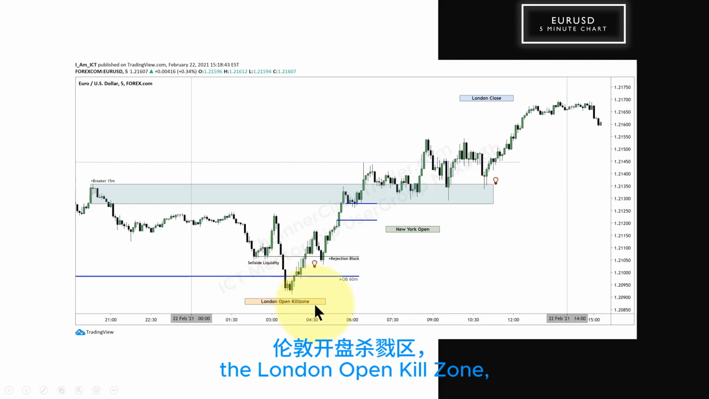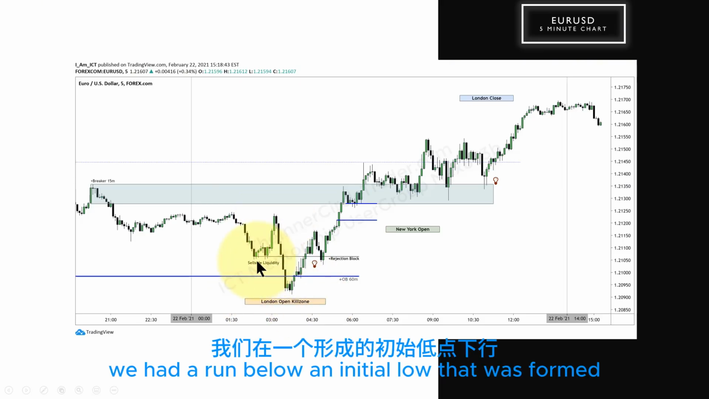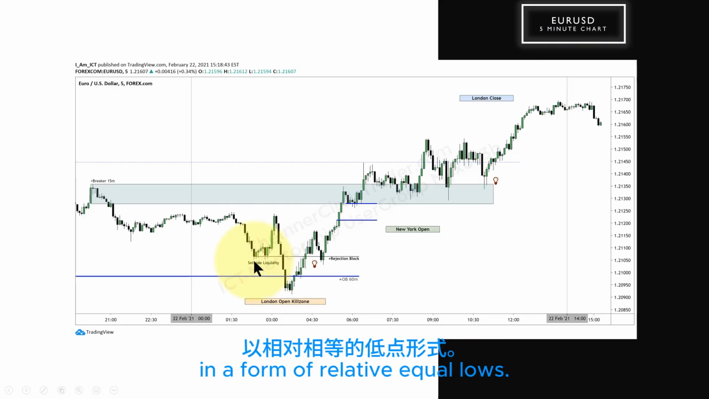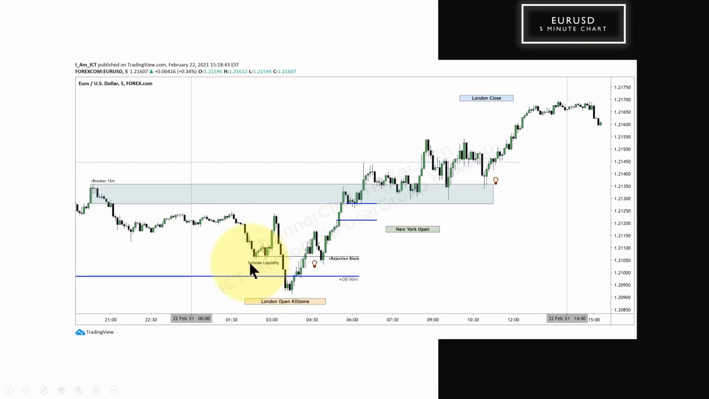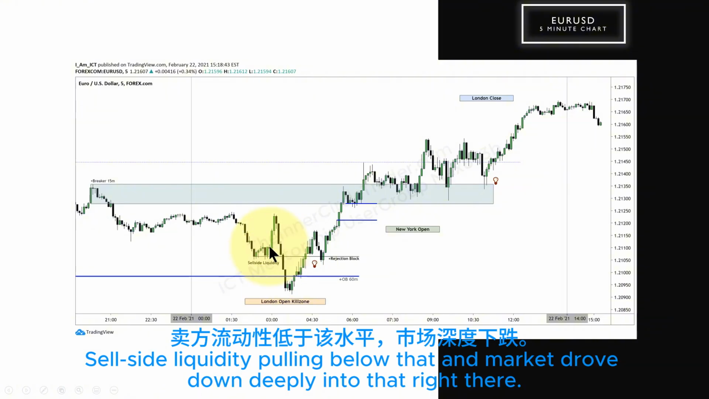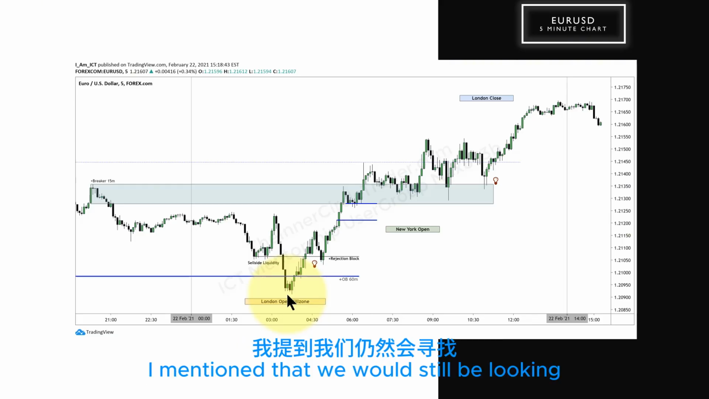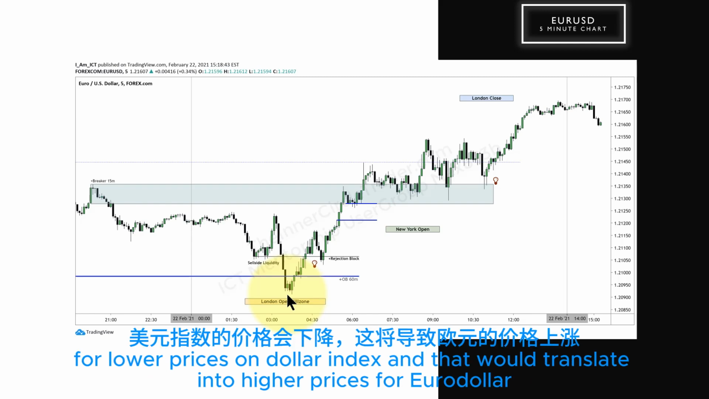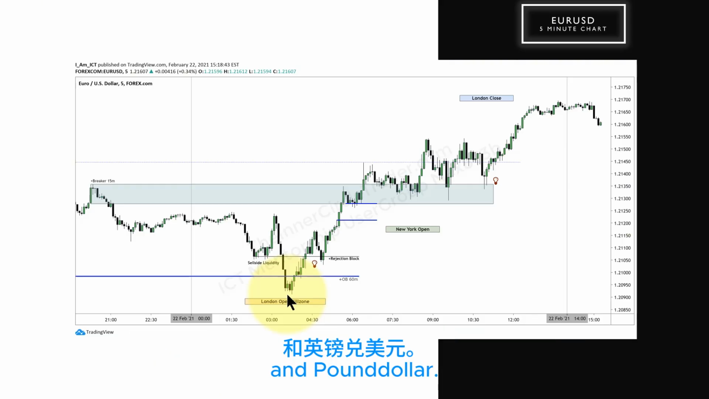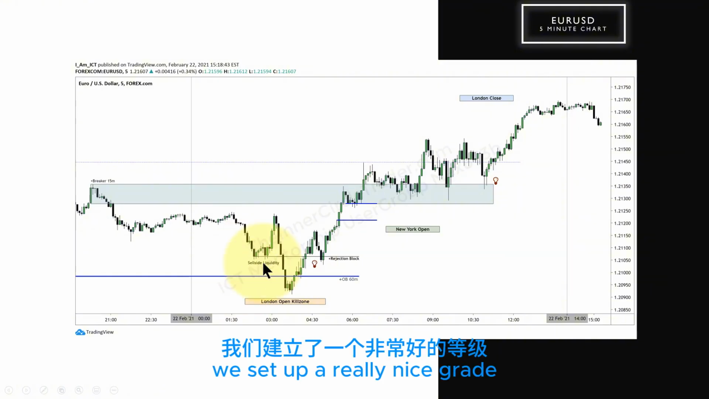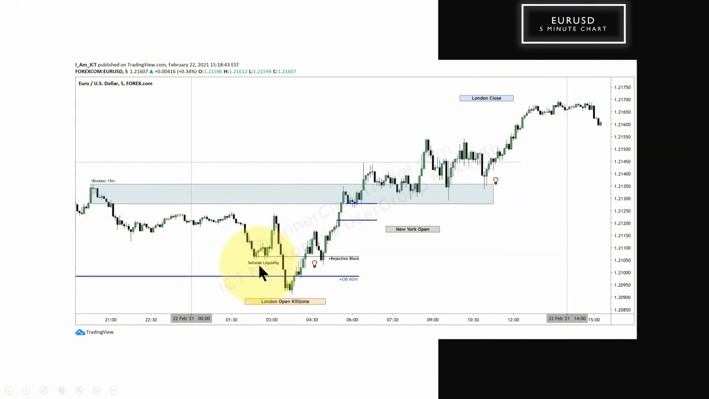During the London Open kill zone, we had a run below an initial low that was formed in the form of relative equal lows. Sell side liquidity pulling below that, and market drove down deeply into that right there. If you recall what I outlined over the weekend, I mentioned that we would still be looking for lower prices on dollar index, and that would translate into higher prices for euro dollar and pound dollar. Well, we set up a really nice raid on liquidity.